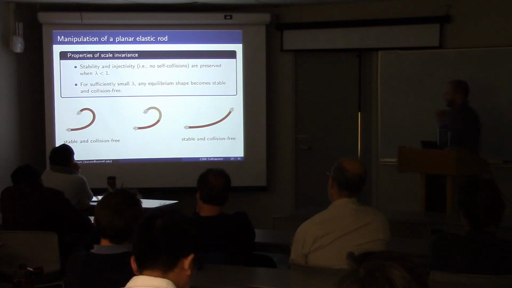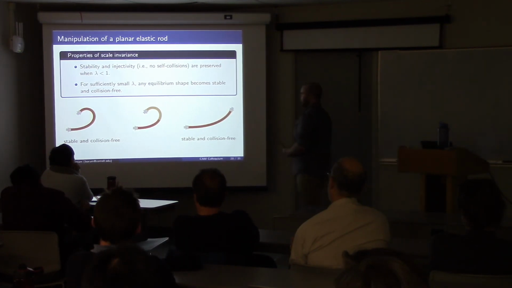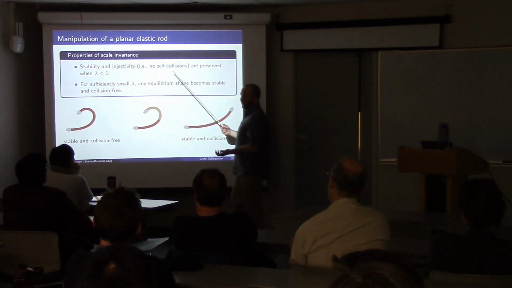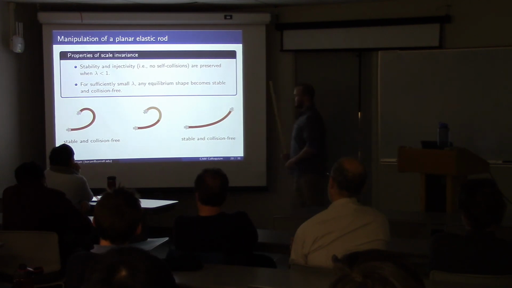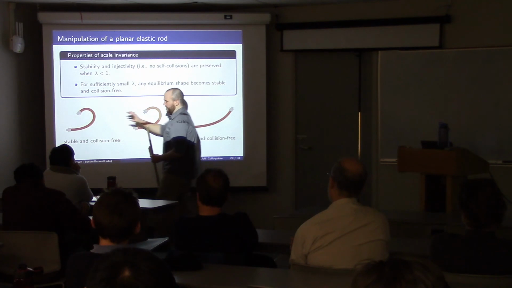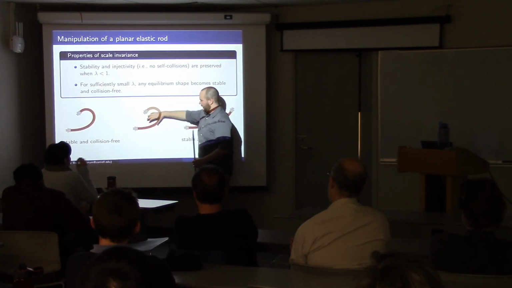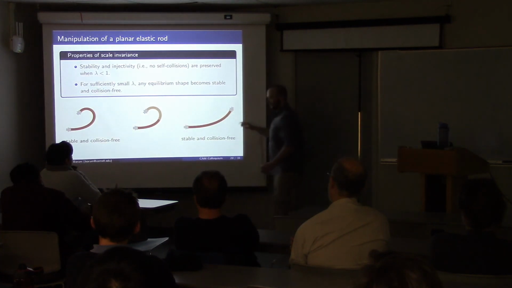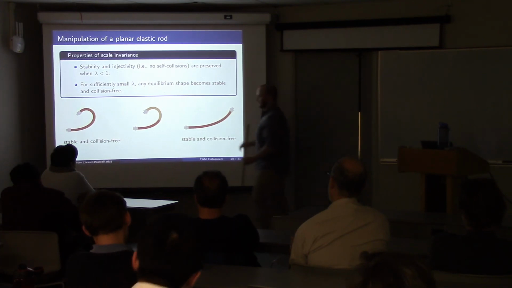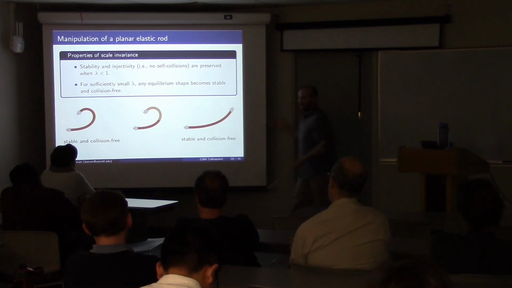So now there are two important properties we're going to use based on the scale invariance. Stability and injectivity, by injectivity I mean not having self-collisions, are preserved when we do this scaling procedure with lambda less than 1. So if I take a shape that's stable and collision-free, I cut off part of it, I take that part and rescale it, it's going to stay stable and collision-free. I think collision-free is pretty obvious. If there's no collisions here, I cut off part of it and rescale it, no collisions.